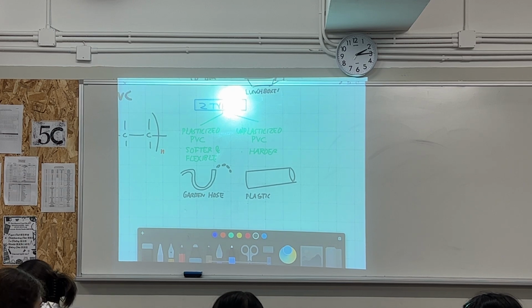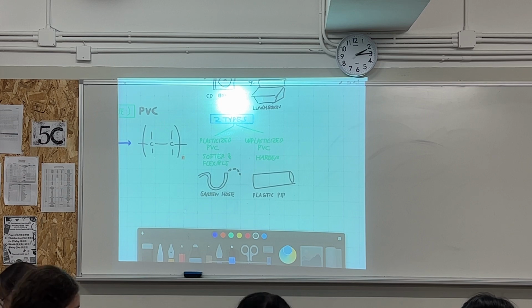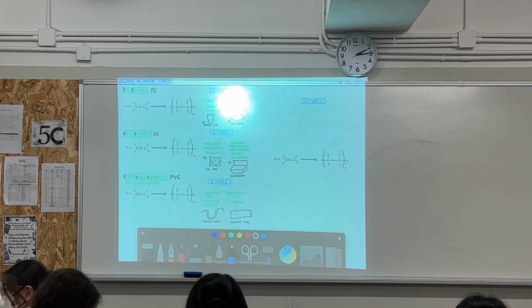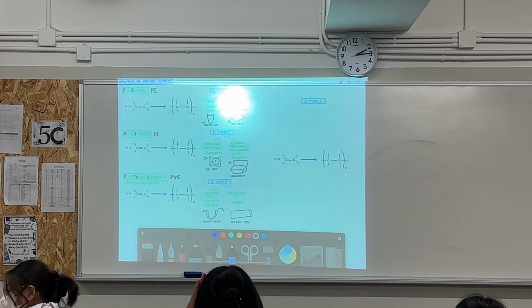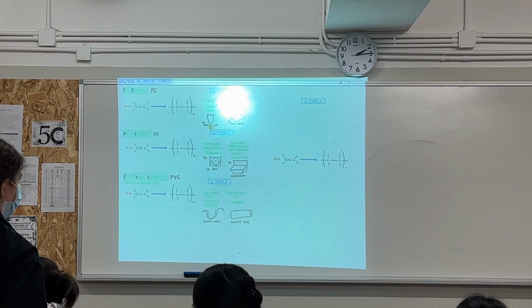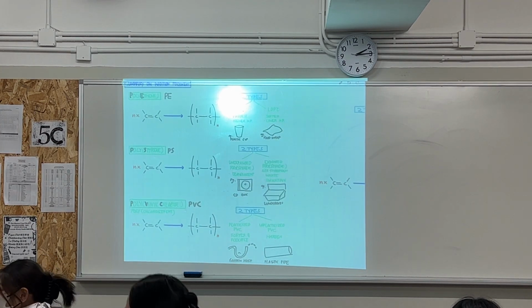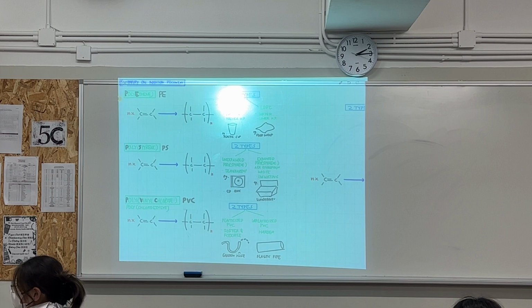So plastic pipe. For the rest of you who want to stay here, you can first complete the structure here. And then we will check the answer with the remaining part.